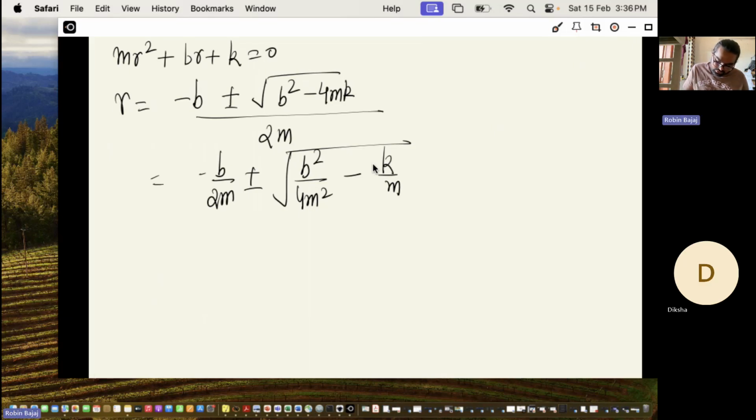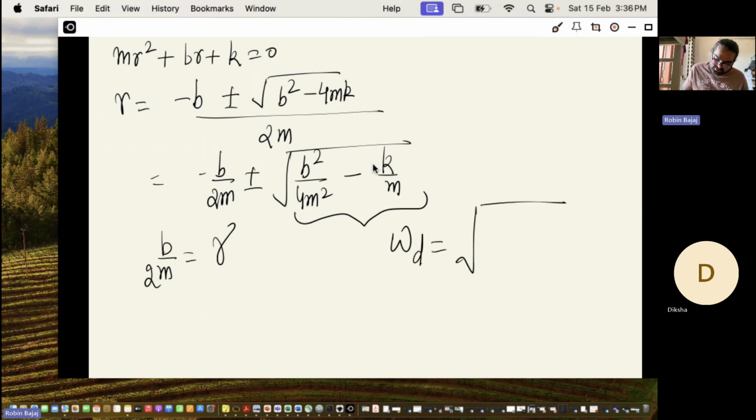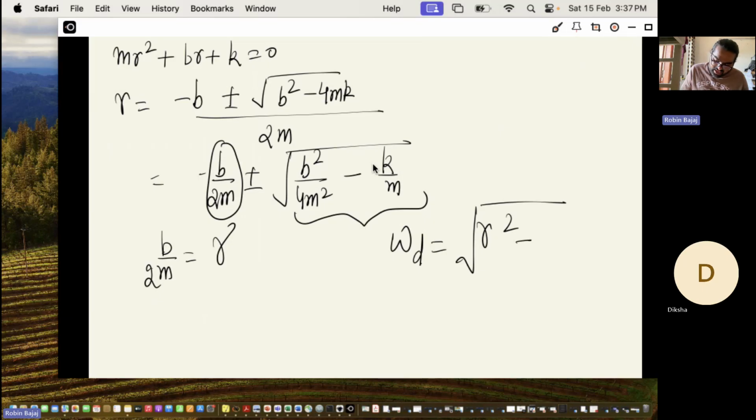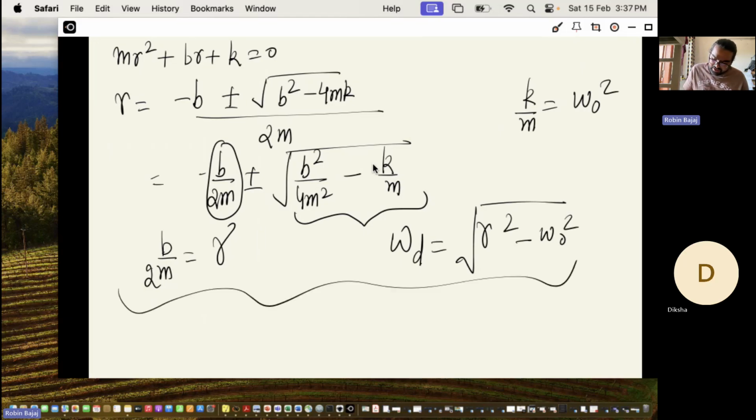Okay. So this means if I assume b by 2m, let's call it gamma, and this we can call some omega damped, which is gamma square minus k by m, which was the undamped frequency, omega naught square. So I'll call it omega naught square. This is how I have defined my parameters now.